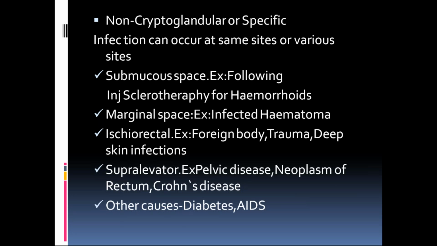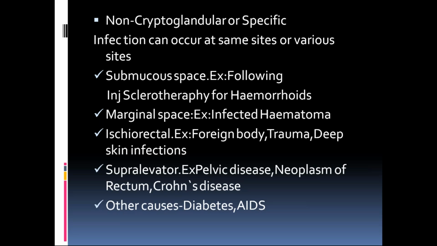So that is the cryptoglandular theory. Now the non-cryptoglandular or specific causes. The infection can occur at the same sites or various sites. I have listed out the causes for the non-cryptoglandular. These may present in the ischiorectal space, perianal space, or the supralevator space, and they can be present in other sites also, that is the submucous space, marginal space, and the intersphincteric space.